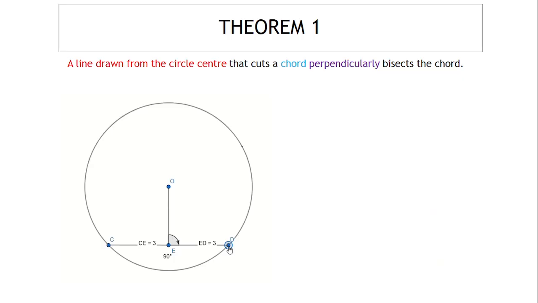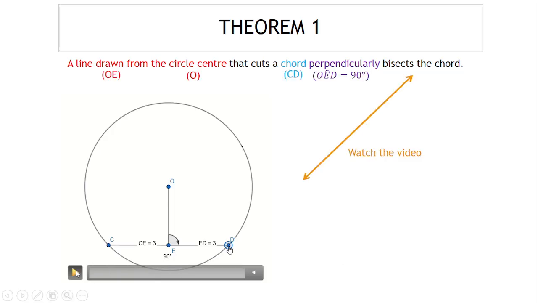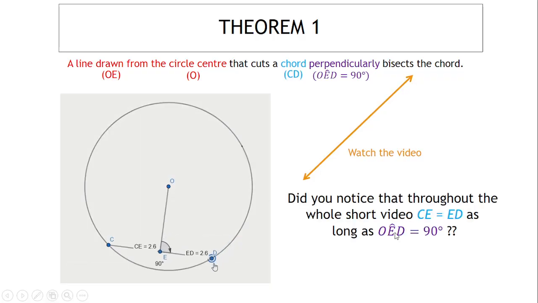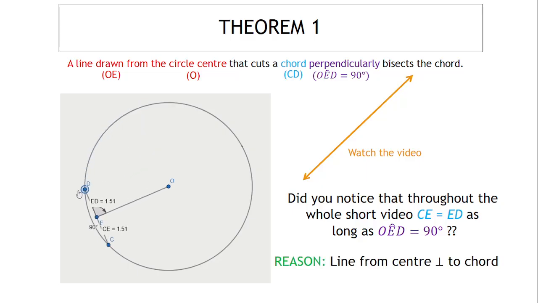The first one is: a line drawn from the circle center that cuts the chord perpendicularly, bisects the chord. We're going to watch this short video that I created. What you will see throughout the whole video is that as long as the chord CD is bisected, so as long as CE is equal to ED, the angle from the center to the chord is consistently 90. The reason we're working with is line from center perpendicular to chord.